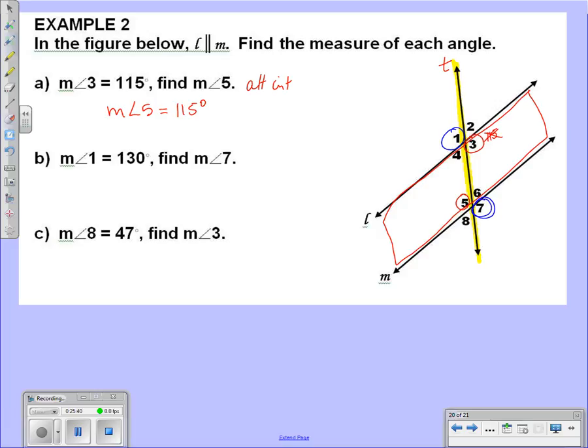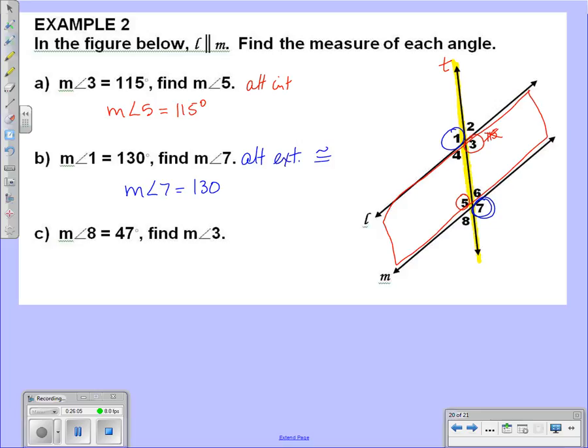So if we look at 1 and 7, we see that we are on opposite sides of the transversal. And we also see that they are outside the parallel lines. So this is alternate exterior angles. And we know that they are congruent. So that means the measure of angle 7 has to be the same as the measure of angle 1. So the measure of angle 7 is 130.